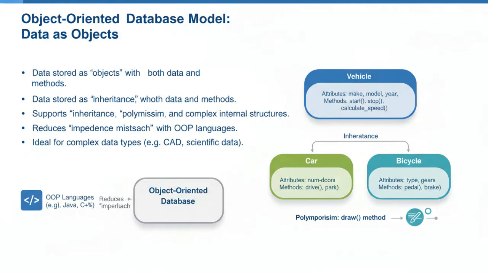Objects can have complex internal structures, support inheritance, where new objects can inherit properties from existing ones, and exhibit polymorphism, allowing objects of different classes to be treated as objects of a common class. This approach reduces the impedance mismatch between application code and the database, making it ideal for applications built with object-oriented languages. However, they faced challenges with standardization and performance compared to relational databases for typical business applications. GemStone/S and ObjectStore are examples.